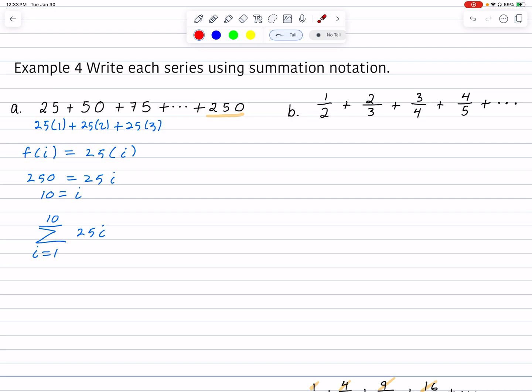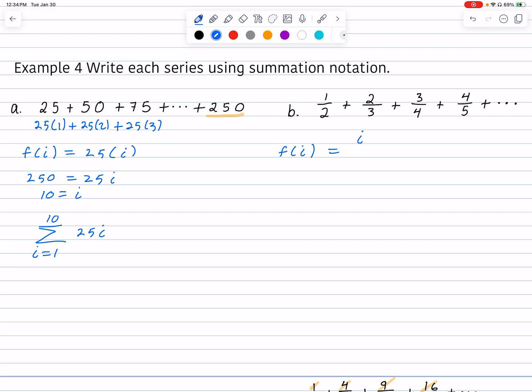Let's see what we can do with B. So B looks kind of difficult, but notice the numerators look like they're just going 1, 2, 3, 4, 5. See if you agree. The numerator just looks like it's going to be i, right?